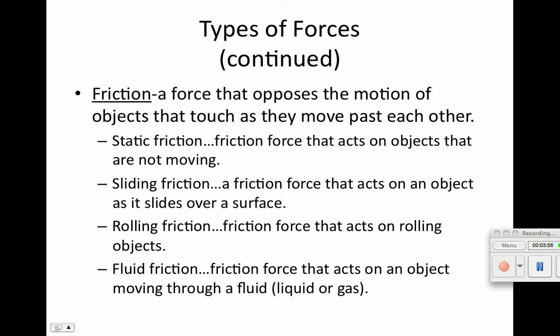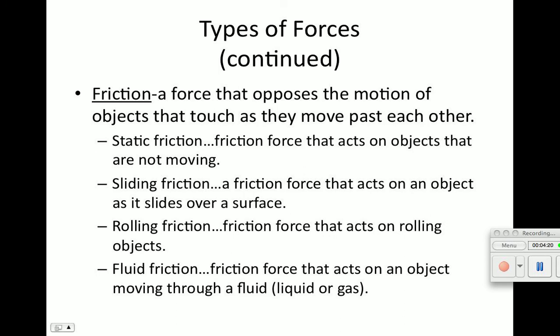If I pick that box up and I put it on wheels, like a dolly or something that has wheels, or a wagon or a cart, then I no longer have sliding friction, but I have rolling friction. As the wheels roll on the surface, there is a force that opposes that rolling motion. That's rolling friction. And finally, we have fluid friction.